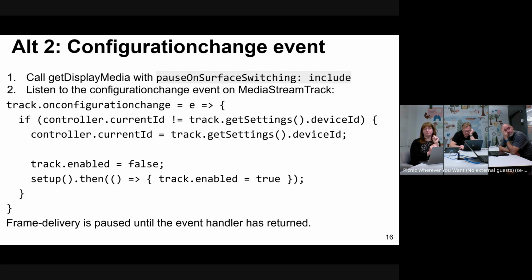So when the application gets the configuration change event, it first needs to check that this is actually a surface switching event, because the configuration change event can be different things. The main proposal right now is to use a device ID, which means that we need to expose that, which is a second thing that we need to add in this case. And when we have checked that the device ID has changed, we would set track enabled to false, do our setup, and we are done. We can re-enable the track, set it to true. Yes, next slide, please.